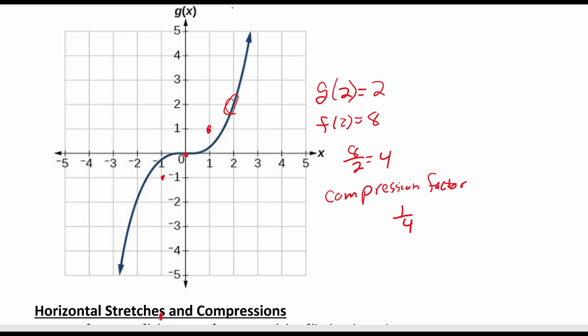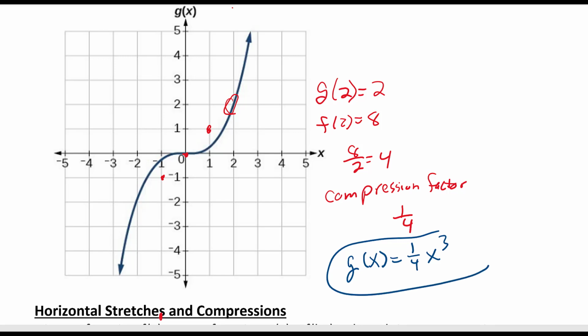So it'd be f of x equals 1/4. No, oops, that's a g. F is the original. G of x is 1/4 x cubed. That's it. Okay, next video we'll talk about the horizontal stretches and compressions.